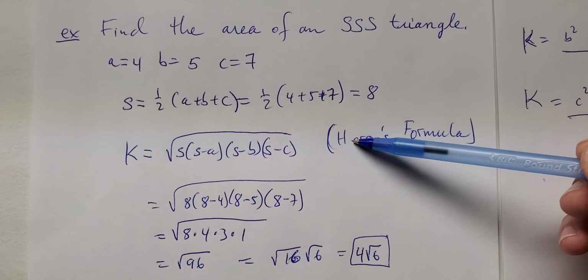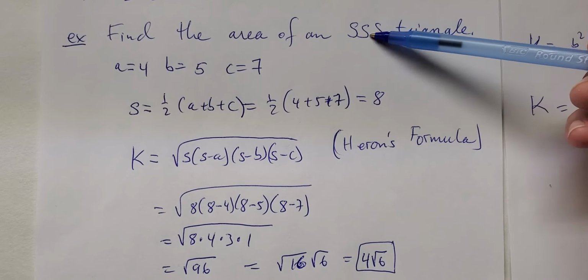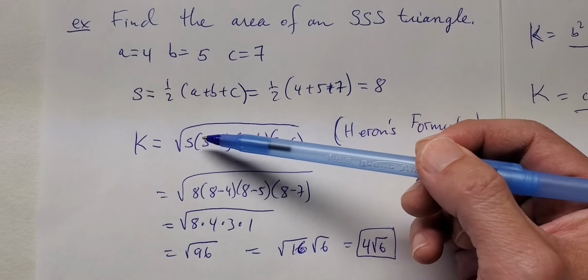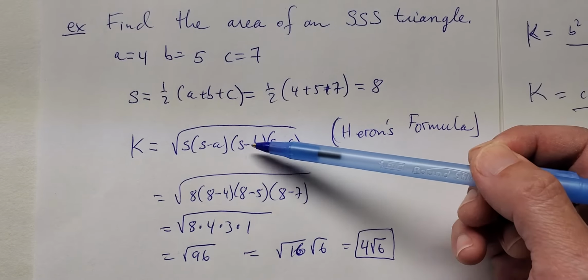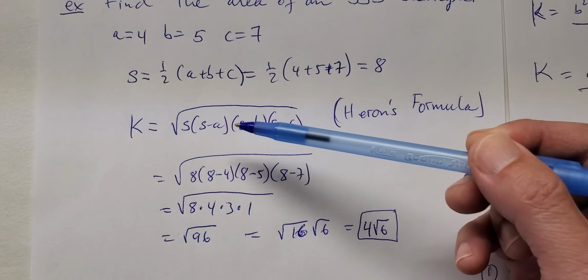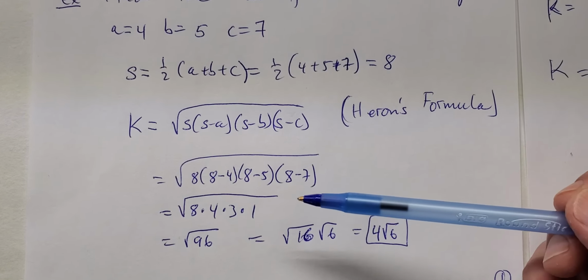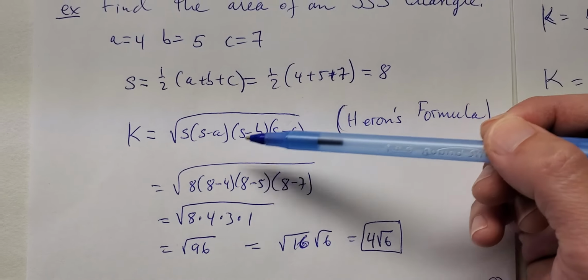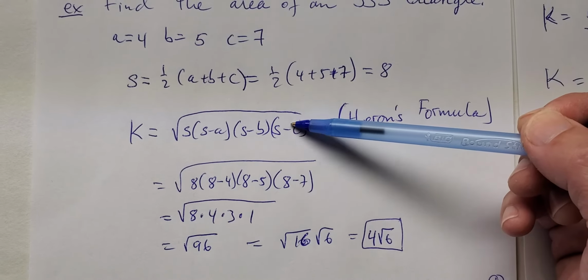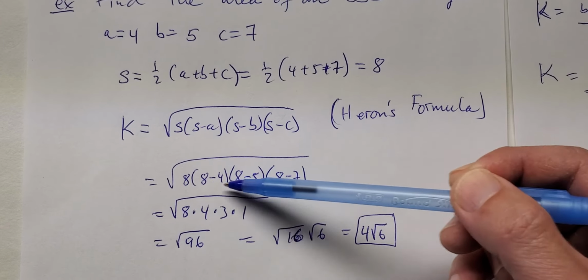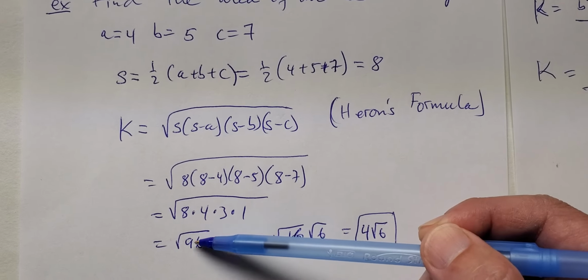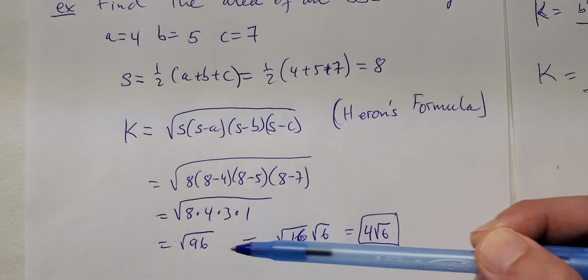Okay, and this formula is used on side, side, side. So K equals the square root of S times (S minus a) times (S minus b) times (S minus c). We know all these values, so just plug them in. We know what S is, which is 8. We know what a is, which is 4. We know what b is, which is 5. C is 7. Do your order of operations. Comes out to be 8, 4, 3, 1. Multiplying them gives me 96.